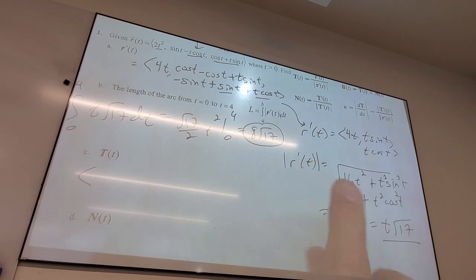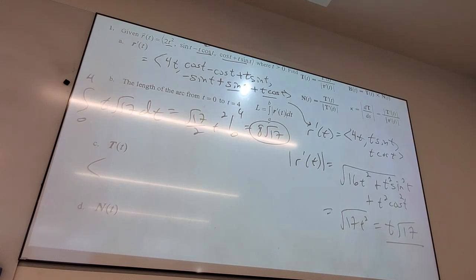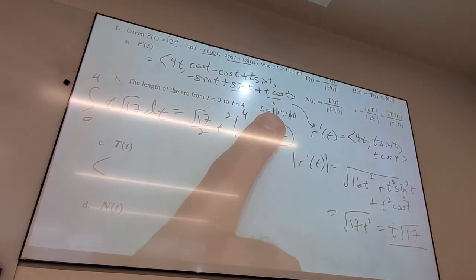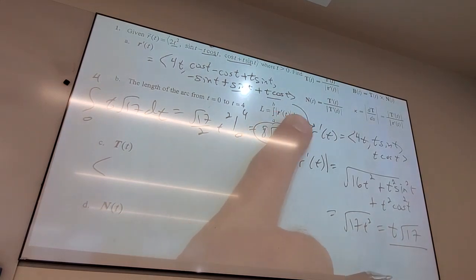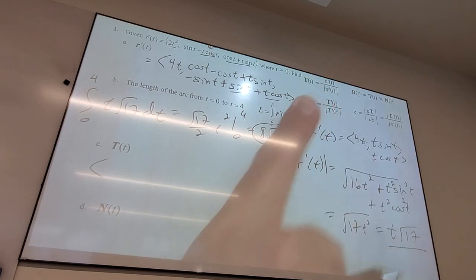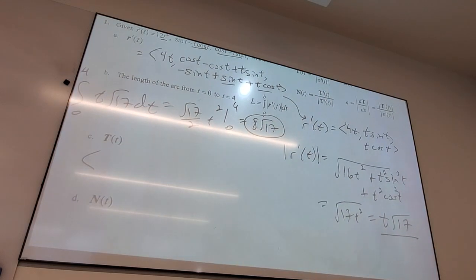So this would be 4t divided by this. All the t's are going to cancel, yes? Wait, wouldn't it be 4t over 8 over 17? No. This is the answer to the integral. Oh, okay. T needs r prime divided by its length. Yes? Is the unit vector going to be the same thing as the directional vector, how it's called in the book?